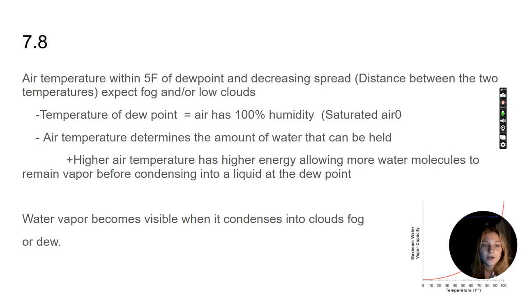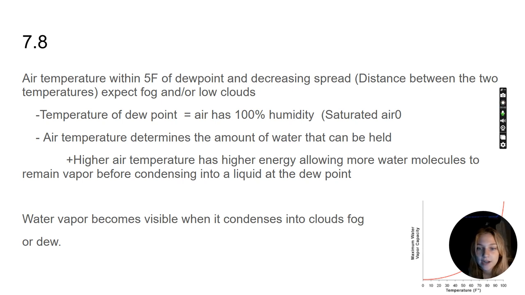Alright. Air temperature within 5 degrees Fahrenheit of the dew point and decreasing spread, and a spread is the distance between the two temperatures, so the air temperature and the dew point temperature, I think. Expect fog or low clouds. So when the temperature is at the dew point, air has 100% humidity, and this is also called saturated air, okay?